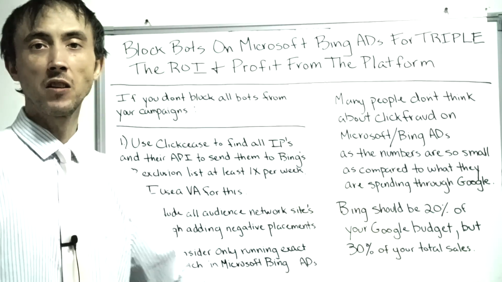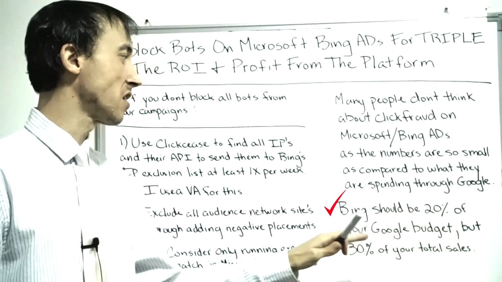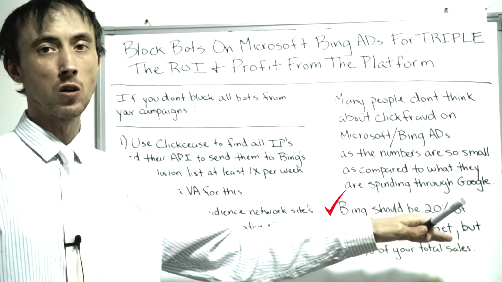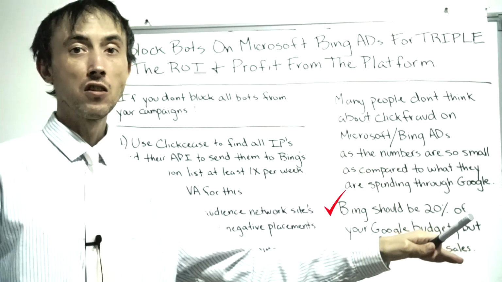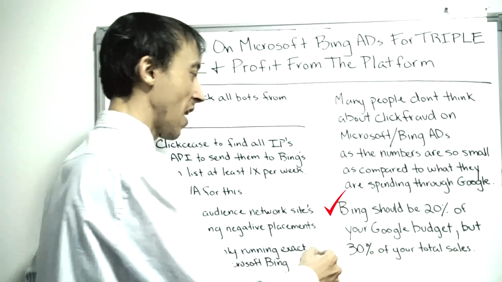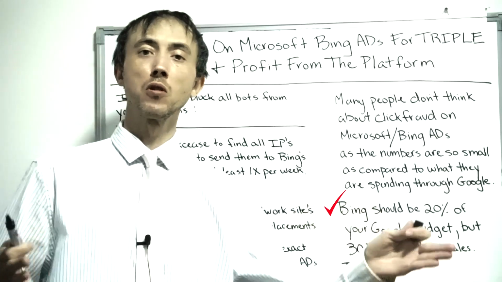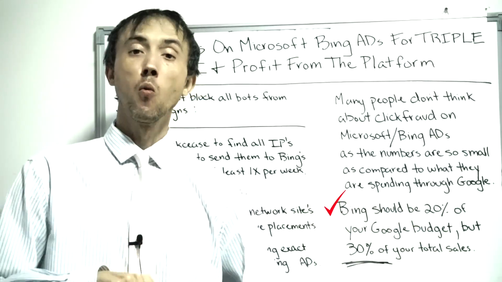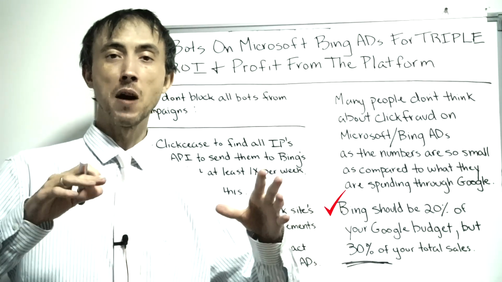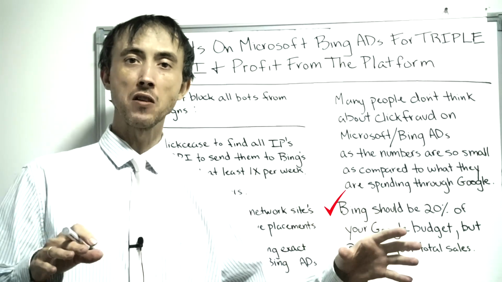To put this in perspective for you, Microsoft Bing ads should be 20% of your Google budget, right? So if you're spending $1,000 a day on Google, $200 a day should be Bing budget, but it should be 30% of your total sales that are coming in through Google and Bing combined, if you will. Why is that? Because Bing normally gets a much better conversion rate, has a much higher average deal size, because the traffic is more affluent overall as compared to Google.